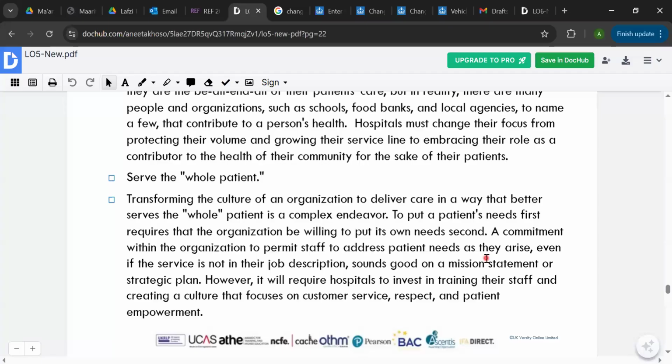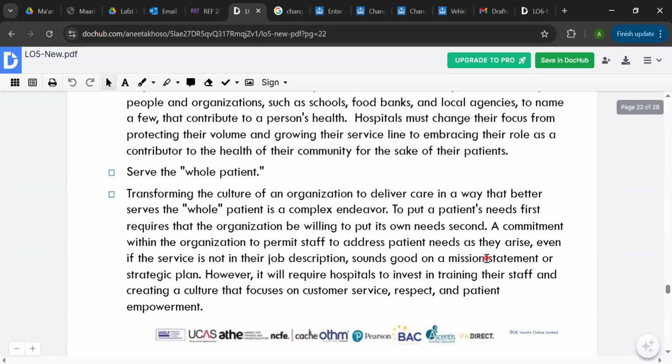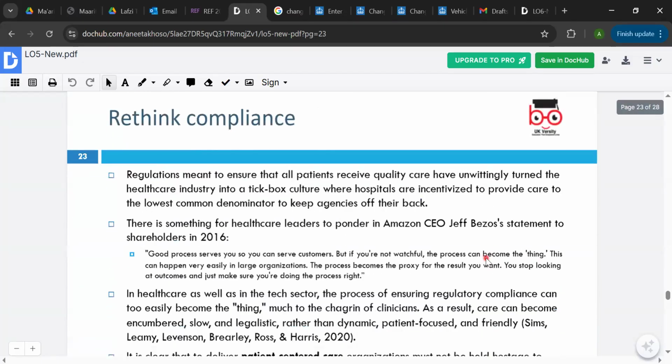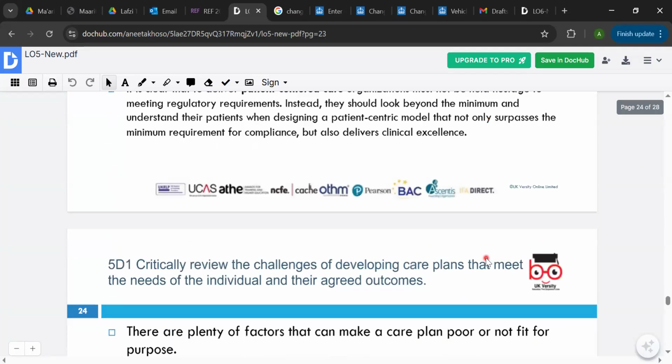They should be doing it. So it sounds good on a mission statement or a strategic plan. However, it will require hospitals to invest in training their staff and creating a culture that focuses on customer service and respect and patient empowerment. Rethink compliance.